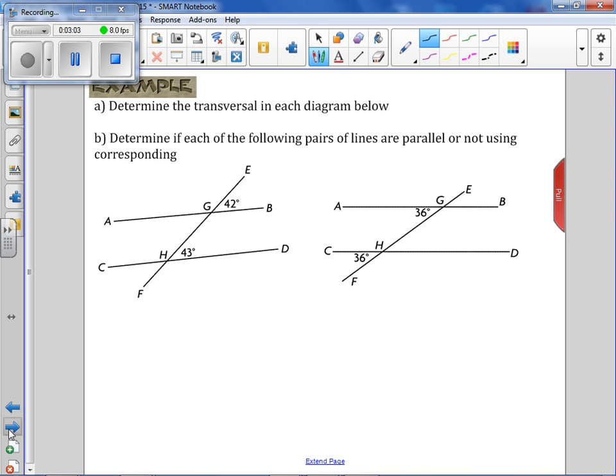So here's our first example. These two angles are corresponding. Because they have different degrees, they are not equal, so they are not parallel. So this is not parallel, because the corresponding angles are not equal.